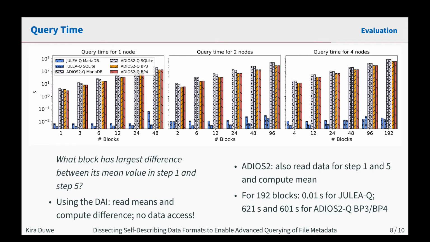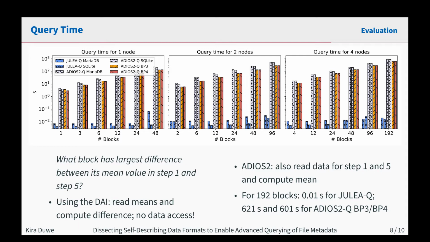And the main focus of the evaluation was to demonstrate the value of the format dissection for query and post-processing. And for this, we developed two applications, ADIOS Query and JULEA Query. And the question we want to answer in our example is, which block has the largest difference between its mean value in step 1 and step 5?